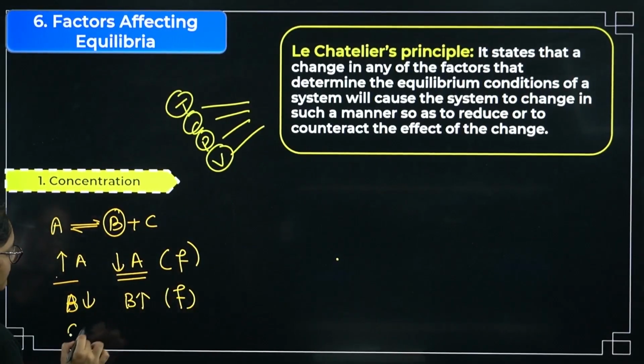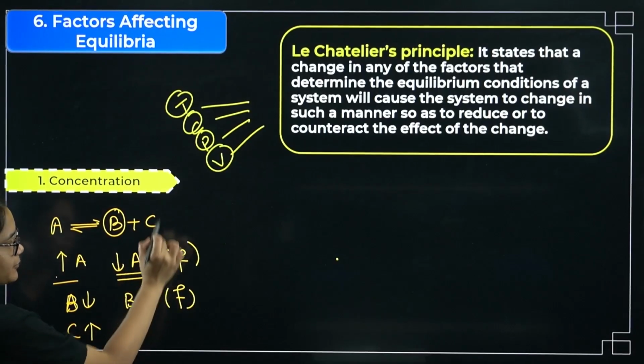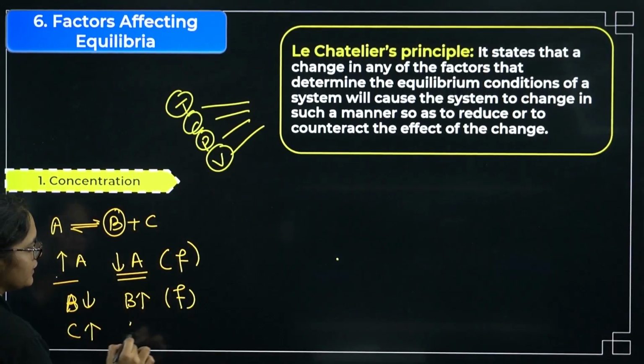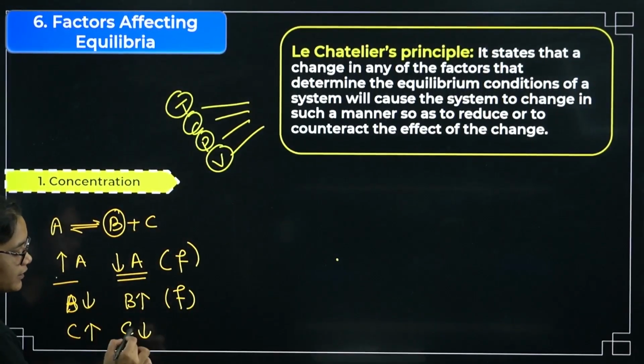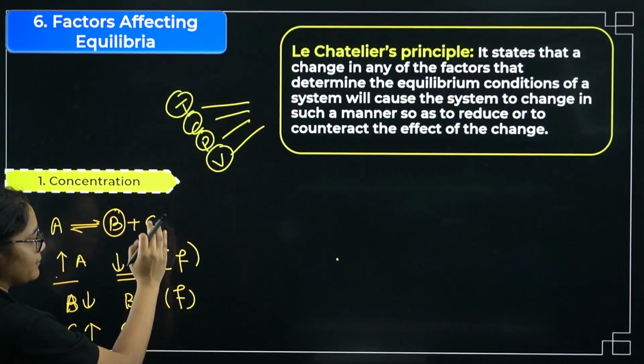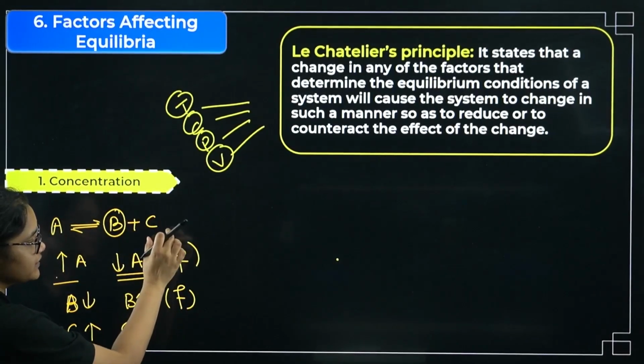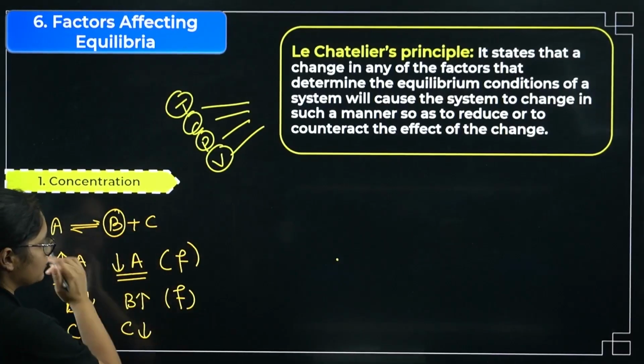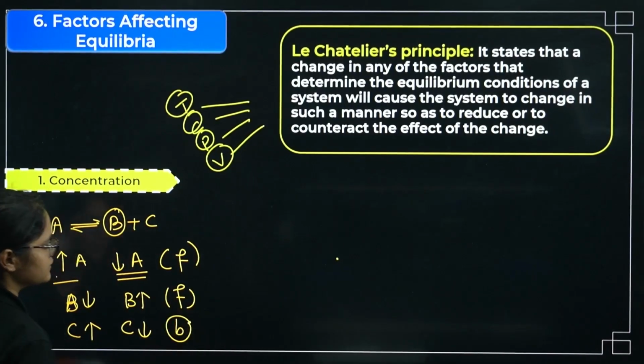Now let me take one example. You are increasing the concentration of C. The reaction will try to decrease the concentration of C. To decrease the concentration of C, what will happen? You have to consume this C, and to consume this C, it has to go in backward direction. So this is the order.